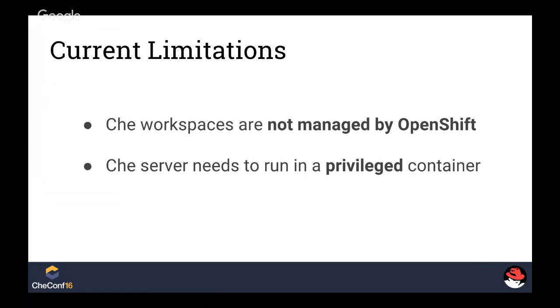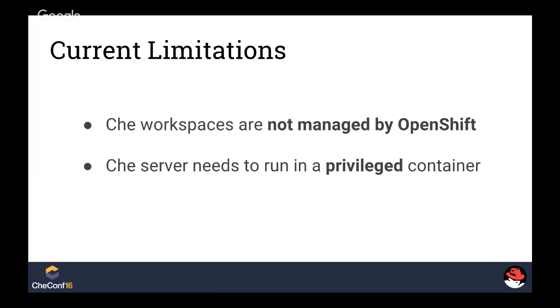If you try to run the latest version of Che on OpenShift now, you will have a couple of problems. The first one is that as soon as Che starts workspaces, the containers that it starts won't be managed by OpenShift. They won't be OpenShift pods, but just containers. That's because Che today needs to talk to the Docker API directly. So it doesn't know the OpenShift API.